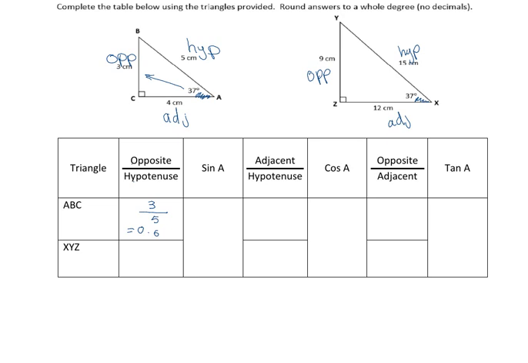Now let's do the same thing for X, Y, Z. You want to find the opposite over the hypotenuse for triangle XYZ. So the opposite is 9, and the hypotenuse is 15. So it's going to be 9 divided by 15, which equals 0.6.